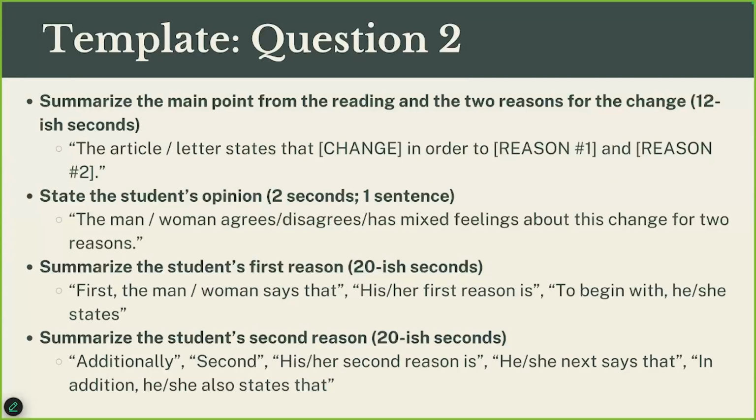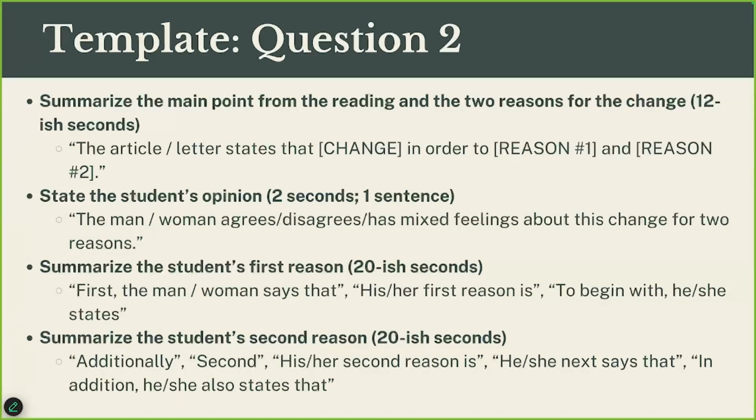Then you will transition to what the students are saying, their opinion in 1 sentence. The man, the woman, the student agrees, disagrees, has mixed feelings about this change for 2 reasons. Because remember, they're going to give 2 reasons here. Then summarize the student's first reason in about 20 seconds. So you'll see these are very specific times here because you want to make sure you're getting all the points, you know, all the things that the question is asking you to respond with.